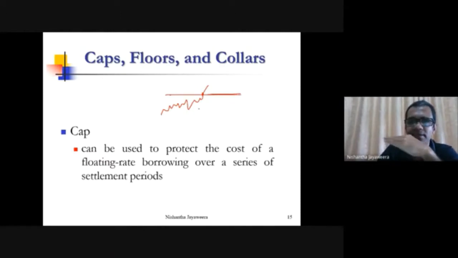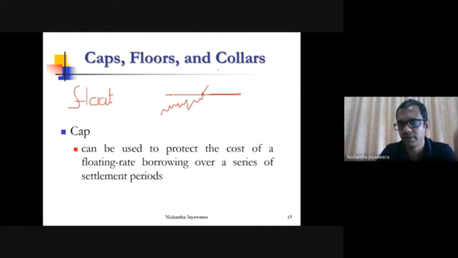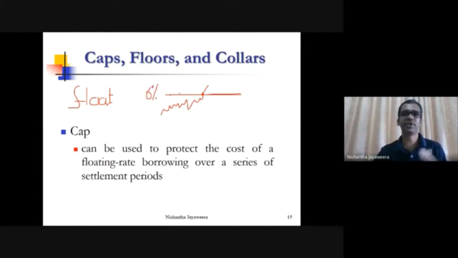We establish a maximum interest that we are going to pay, especially when you have a floating interest payment. You face a huge risk. You never know where the interest rate would end up. It can go up, so you have to pay that. But whenever you want to say, okay, I am willing to pay a floating rate, but not more than 6%, how do you do that? Then you have to buy a cap.